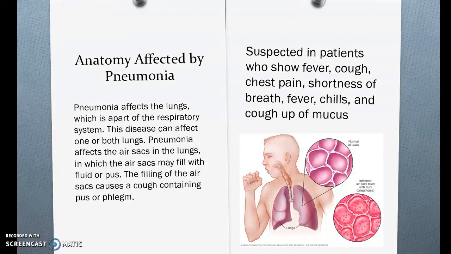Anatomy affected by pneumonia. It affects the lungs, which are a part of the respiratory system. This disease can affect one or both lungs. Pneumonia affects the air sacs in the lungs, in which the air sacs may fill with fluid or pus. The filling of the air sacs causes a cough containing pus or phlegm. Pneumonia is suspected in patients who show fever, cough, chest pain, shortness of breath, chills, and the patient will cough up mucus or phlegm.